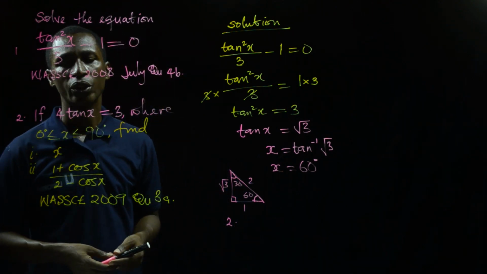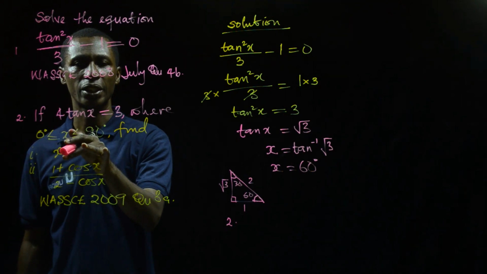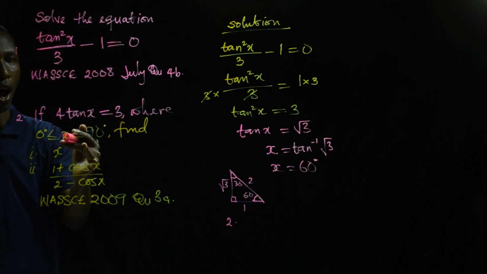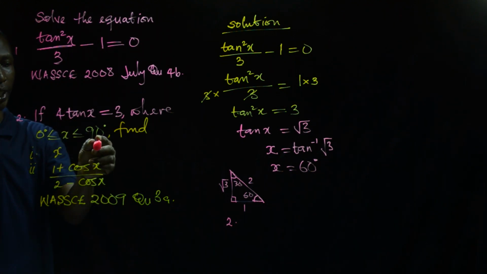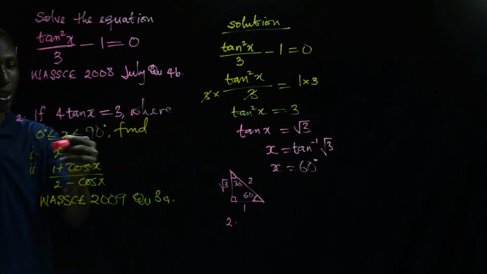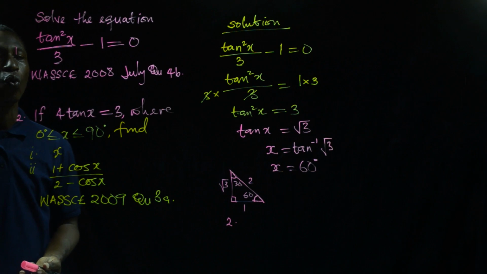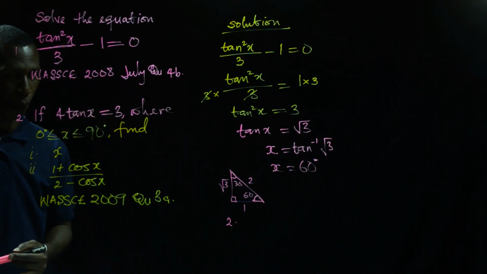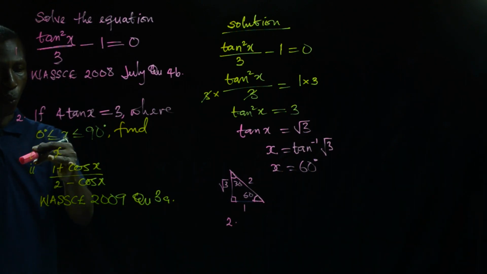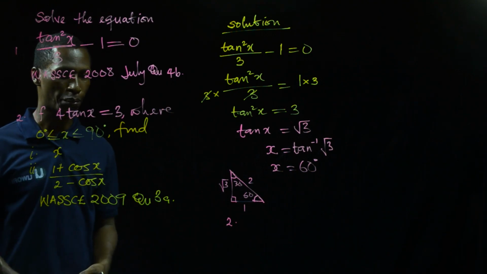Question 2. We have been given the range. When we get a range like this, it means that the angle is acute. We have the range of 0 degrees less than or equal to x, also less than or equal to 90 degrees. It means that the endpoints are inclusive during the normal range. So we have the equation 4 tan x equals 3. We are first to find x.